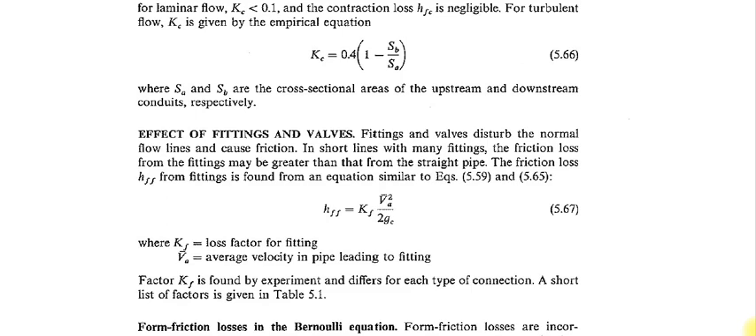Suppose you have an elbow which is used to change the direction of flow, or you have different types of fittings. If you have different types of fittings, you can calculate the friction loss by this formula. Hff is the friction loss due to the different types of fitting, equal to Kf Va square by 2gc, where Kf is the loss factor of the fitting and Va is the average velocity in the pipe leading to the fitting.